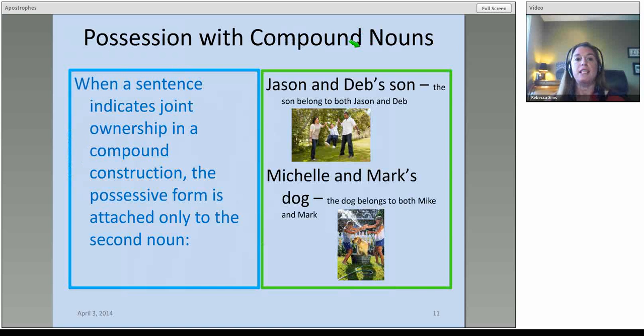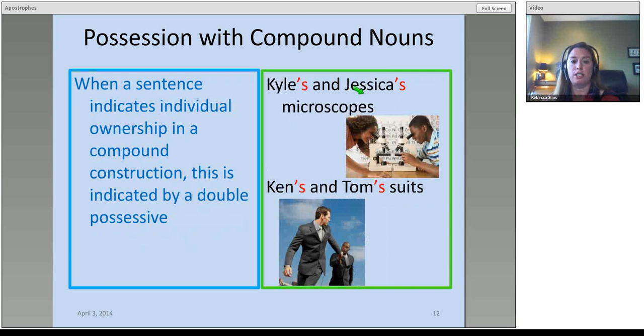When a sentence indicates joint ownership in a compound construction like Jason and Deb, the possessive form is attached to the second noun. It's a great rule to know. So you make it joint, Jason and Deb, and then you add the apostrophe S, and it shows that together it's their son. Michelle and Mark's dog, together it's their dog. When a sentence indicates individual ownership in a compound construction, Kyle's and Jessica's microscopes, notice they each have their own. So it's Kyle's microscope, Jessica's microscope, so they each get the apostrophe S to show the possession.